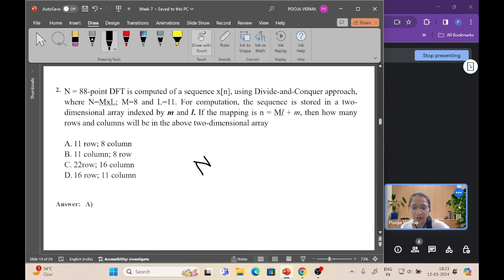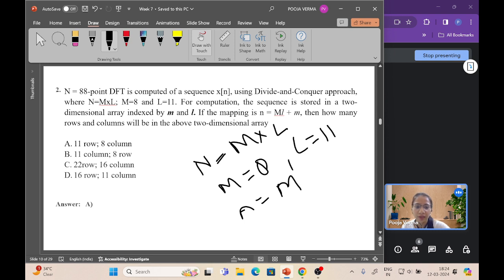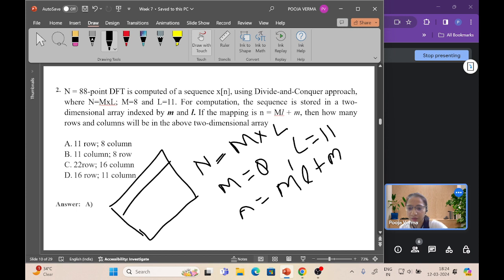So here given N is equal to M into L, and M is already given, M is equal to 8 and L is equal to 11. Mapping is done by n is equal to capital M l plus m. So how many rows and columns will be there? As we know, this is a two-dimensional array, and L is the row index and M is the column index, right?